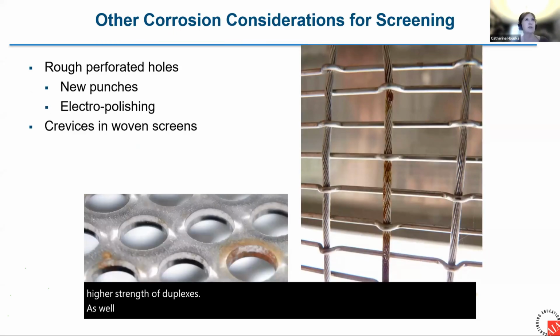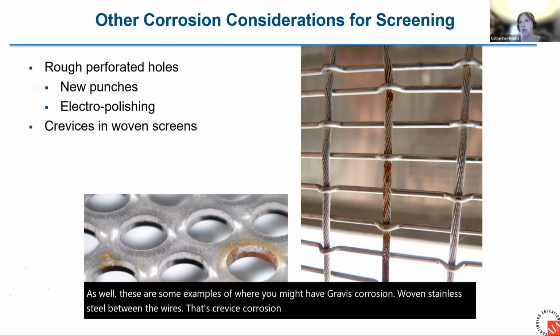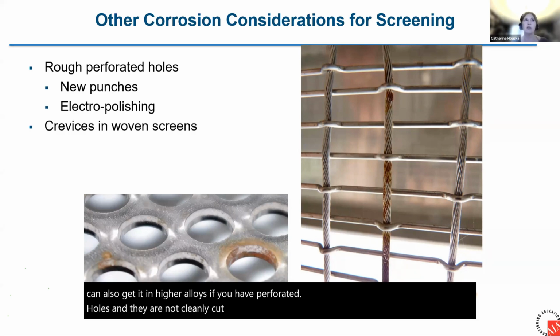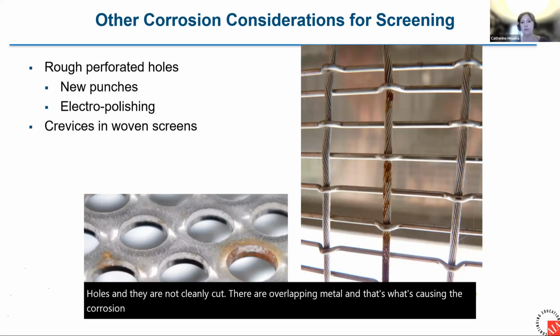These are some examples of where you might have crevice corrosion. Woven stainless steel between the wires, that's crevice corrosion. But you can get woven stainless steel that first of all doesn't have to be a rope, which is having the bigger issue in this picture. You can also get it in higher alloys. If you have perforated holes and they are not cleanly cut, there's overlapping metal, and that's what's causing the corrosion in the other picture.